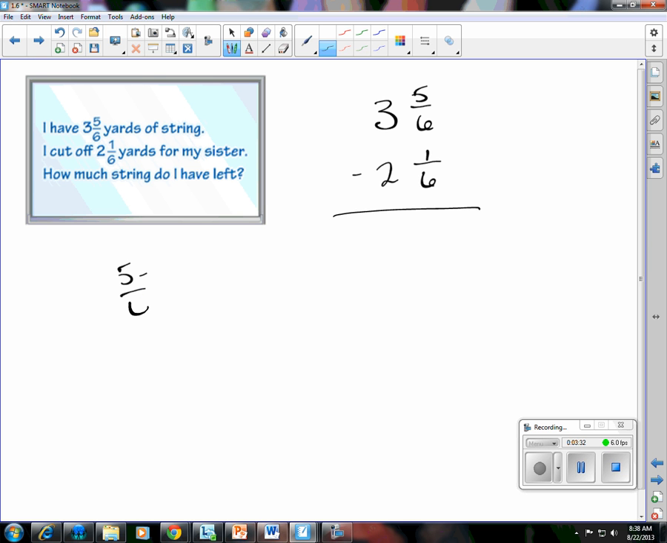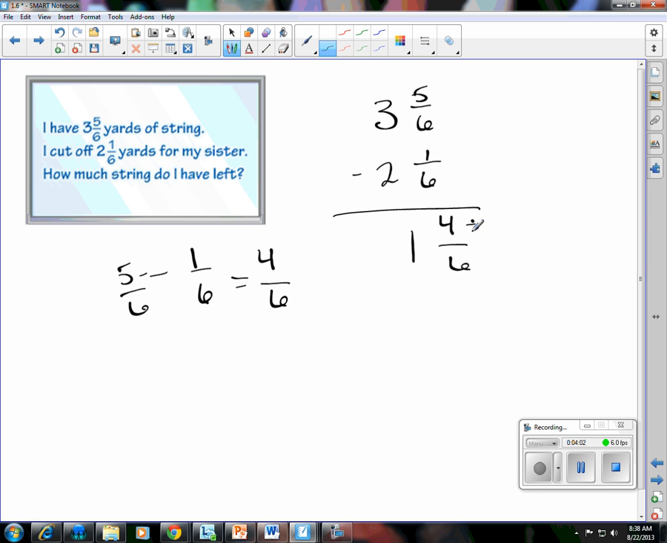5/6, right, minus 1/6. That way I'm working across, right? 5 minus 1 is 4. When I add and subtract fractions, as long as I have a common denominator, I don't do anything to it. If I don't have a common denominator, I would have to find one. So then I get 4/6. 3 minus 2 is 1. So 1 4/6. If you're creative, you could simplify that 4/6 by finding an equivalent fraction.